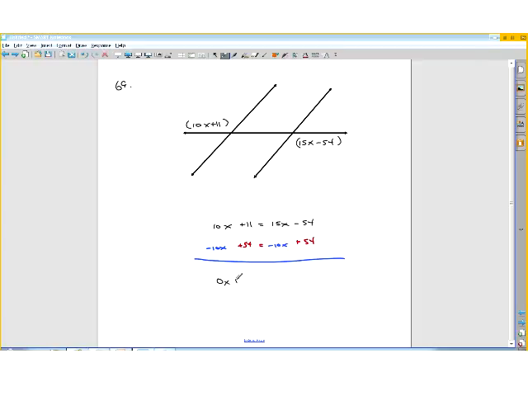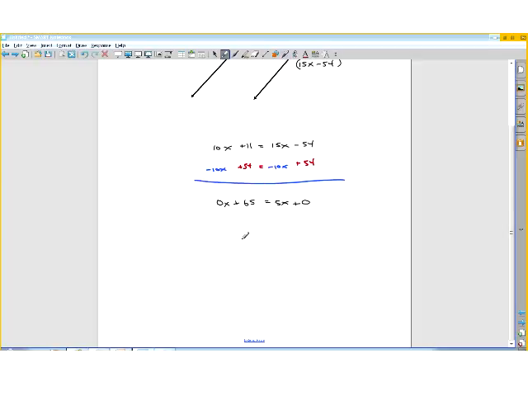So you get 0x, which is just 0. 11 plus 54 is 65. And then 15x minus 10x is 5x. This goes to 0, so we can drop the 0 things. So we just end up with 65 is equal to 5x. 5x is equal to 65. That's one of the properties that you can switch sides.